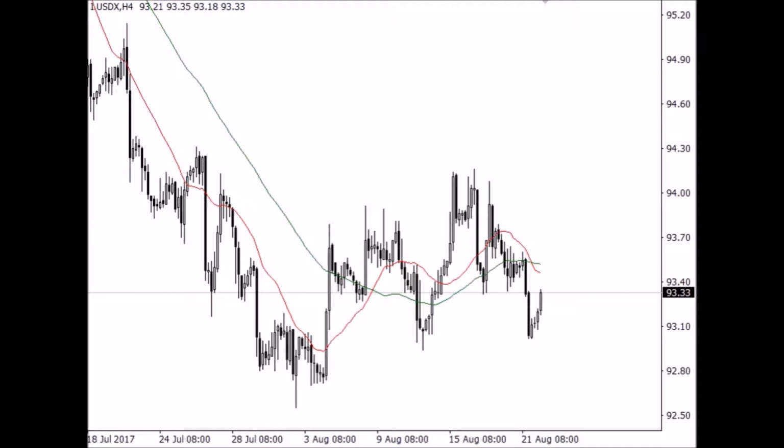So the slump in the dollar comes ahead of key events due later this week, including the speeches by the central bankers Janet Yellen and also Mario Draghi. And these were expected to provide further direction for the beleaguered dollar.